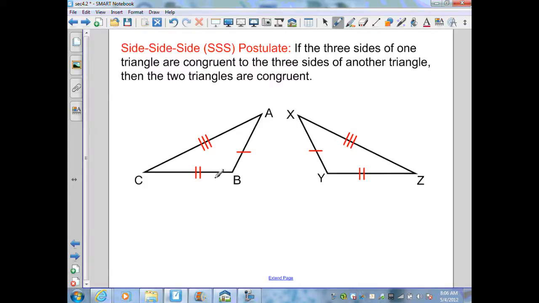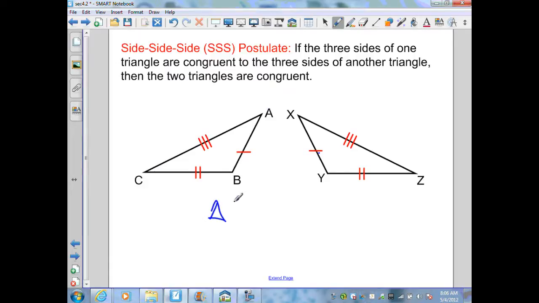In the diagram, I do have the side-side-side postulate diagrammed. Here I have triangles ABC and XYZ that have 3 corresponding sides congruent. We can identify them by the single, double, and triple ticks. Now, all I need to do is set up a congruent statement. In this triangle, I'm going to go from single, double, to triple.